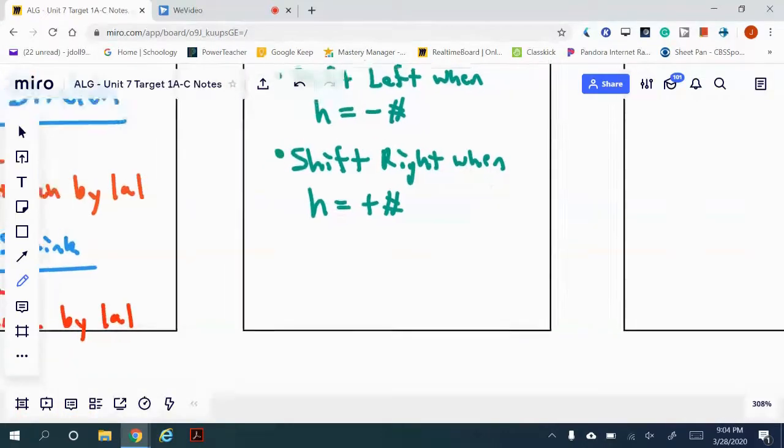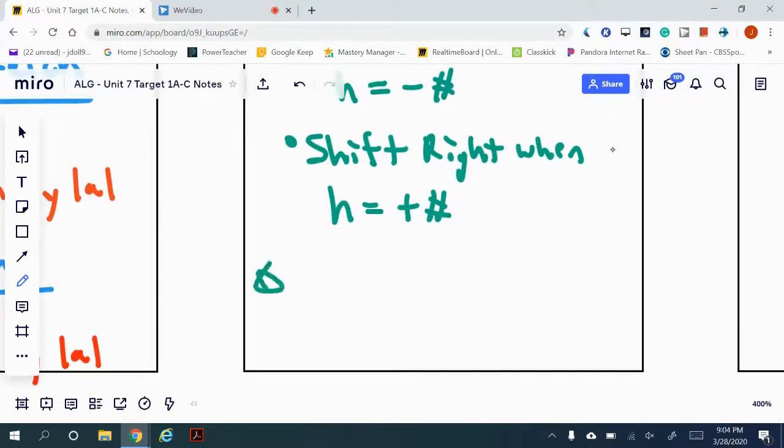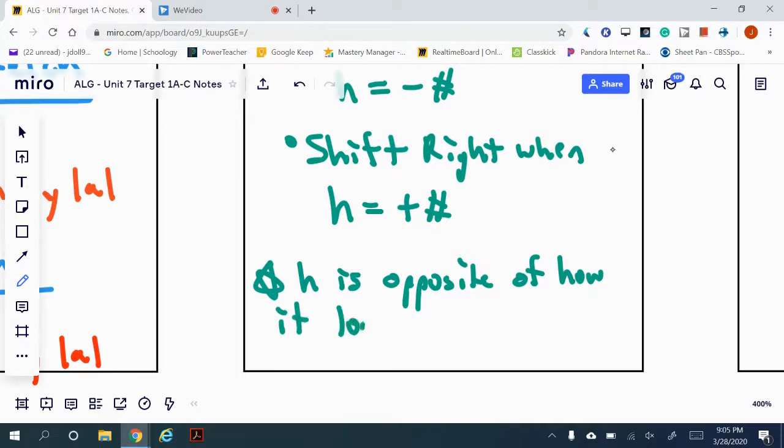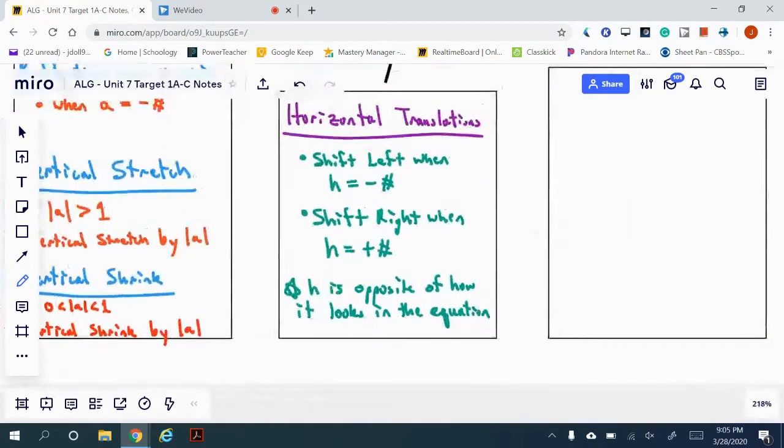All right, now the one thing we've got to realize here is H is the opposite of how it looks in the equation. So if it looks like we're adding a number, H is actually a negative value. If we're subtracting a number, H is actually a positive number. We'll talk about that a little bit more in a second here.